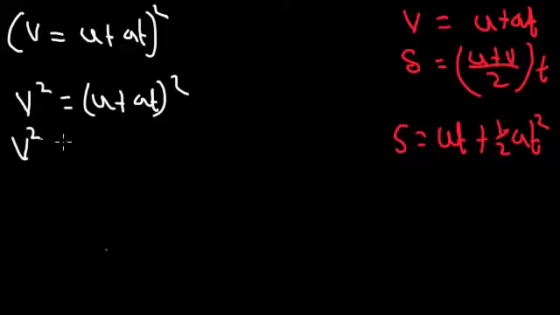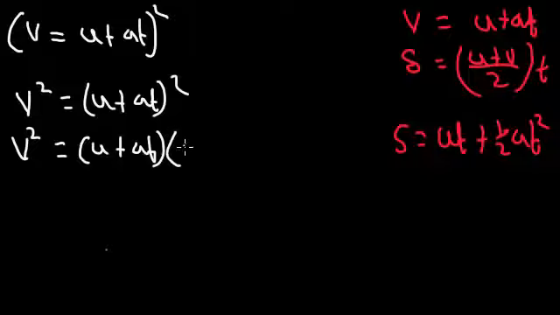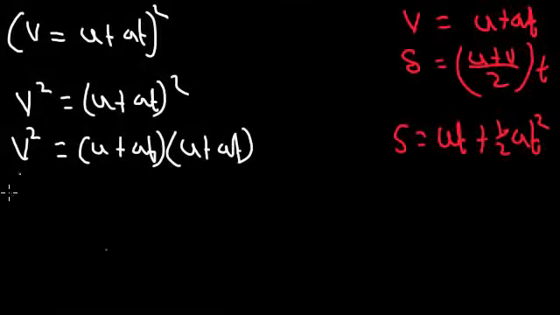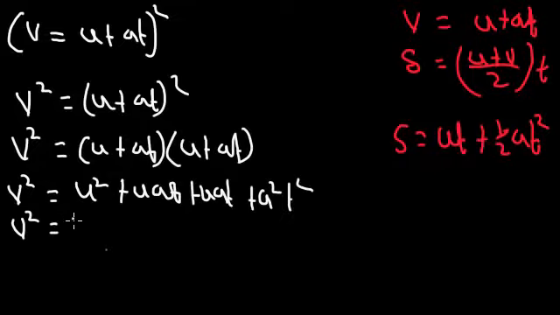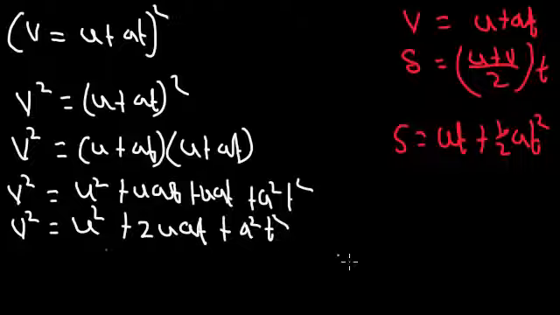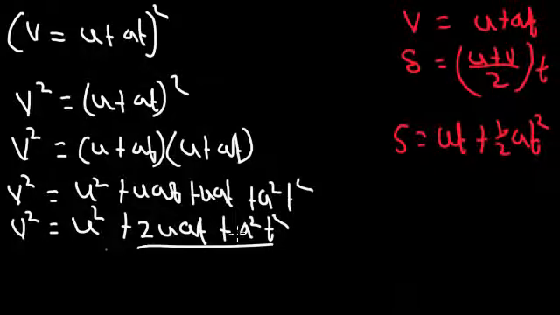So now we have v squared equals, let's expand this one, u plus at multiplied by u plus at. So u times u is u squared, then u times at is uat, plus uat again, and finally plus a squared t squared. Perfect. Simplifying, we have v squared equals u squared plus, these are addable, that's 2uat plus a squared t squared. Now let's factor out 2a from here.